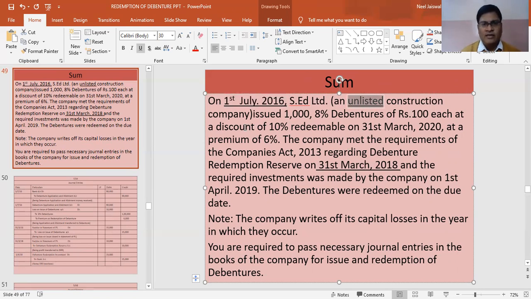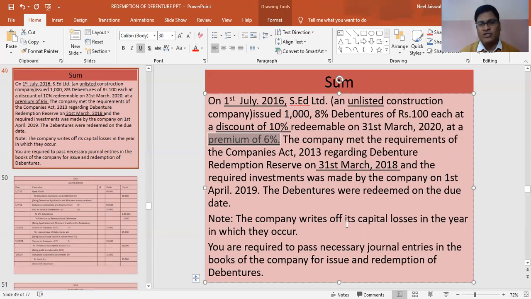Then the discount on issue is 10%, and the redemption premium is 6%. Premium on redemption is 6%. The debenture was redeemed on the due date.